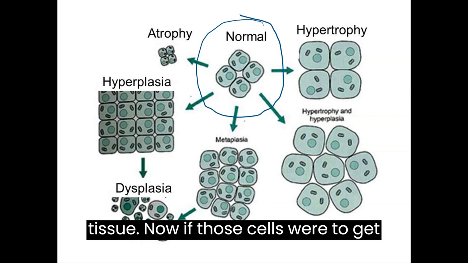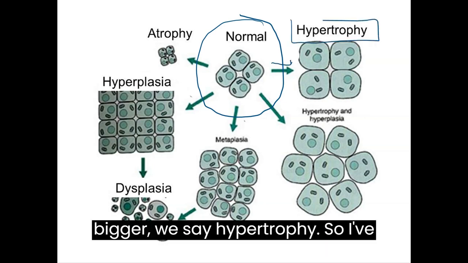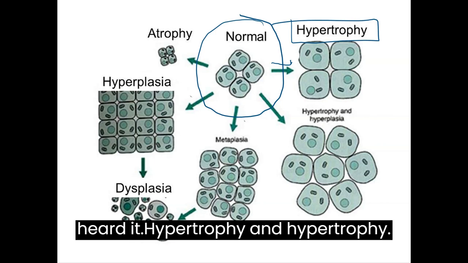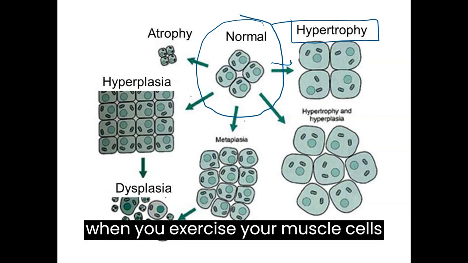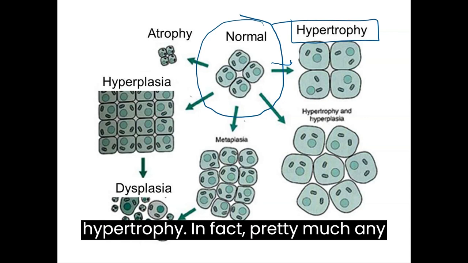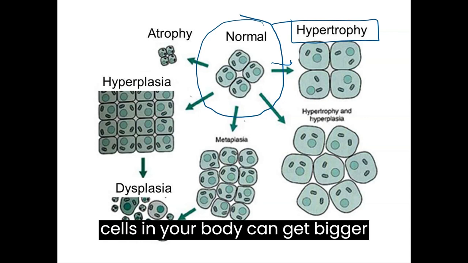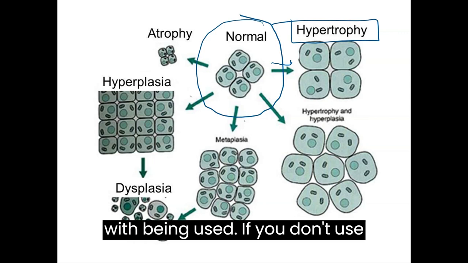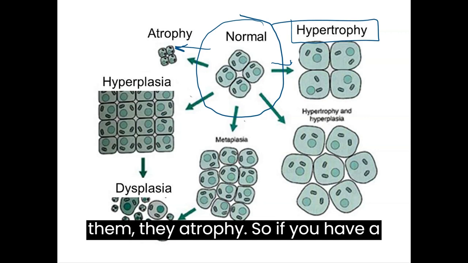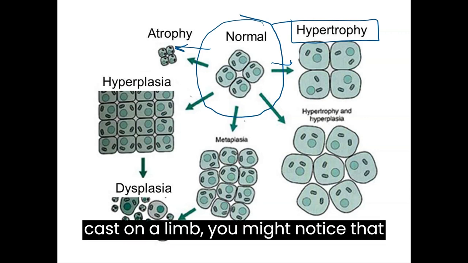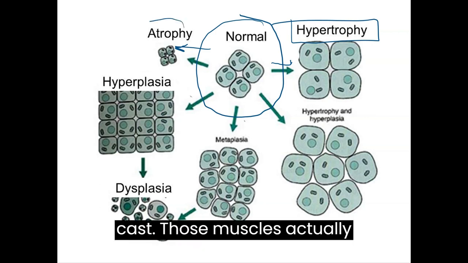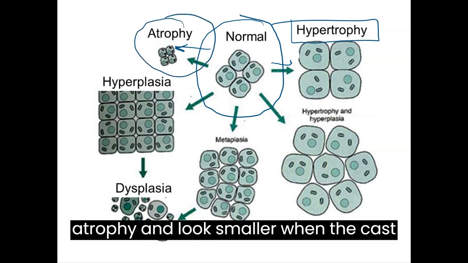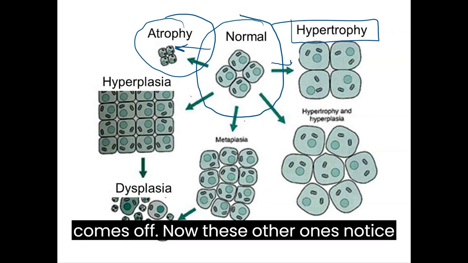Now, if those cells were to get bigger, we say hypertrophy. I've heard it pronounced two different ways. So this is when cells get bigger. When you exercise, your muscle cells hypertrophy. In fact, pretty much any cells in your body can get bigger with being used. If you don't use them, they atrophy. So if you have a cast on a limb, say an arm, those muscles actually atrophy and look smaller when the cast comes off.